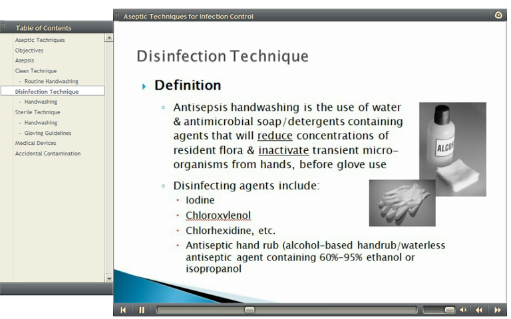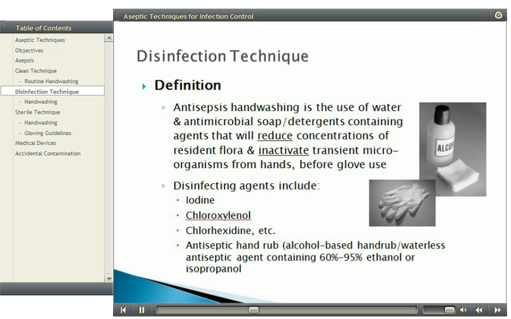Disinfection technique. Definition. Antisepsis hand washing is the use of water and antimicrobial soap detergents containing agents that will reduce concentrations of resident flora and inactivate transient microorganisms from hands before glove use.